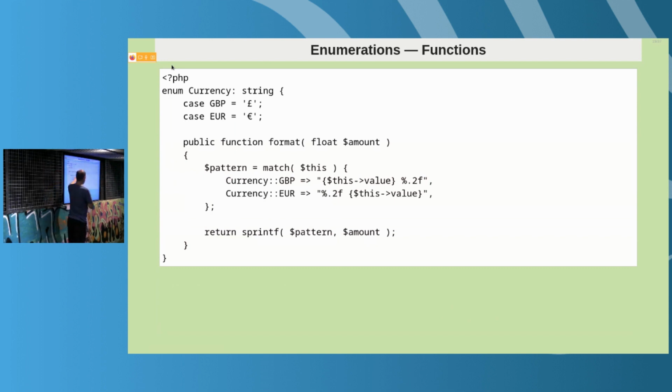So match returns something, and what it returns is, well, it first compares this to the value. So if currency GBP or currency EUR. And if that matches, and this can be an expression, it doesn't have to be a value, it returns the result of this expression over there. So for the amount, if match is currency GBP, then the pattern will be this value, percent .2f, and if not, it returns the other one. If it matches something that match doesn't have a clause for, you get a type error as well.